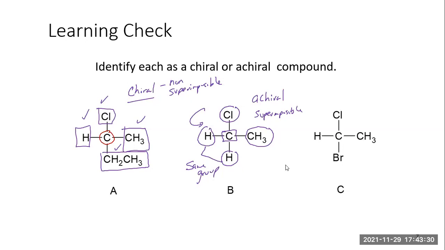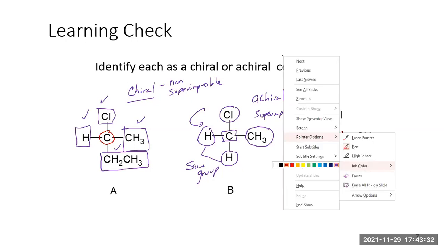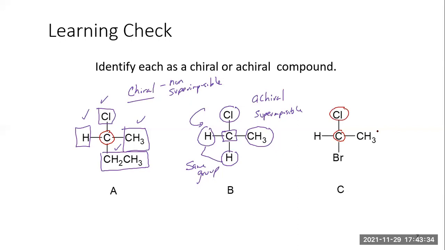Lastly, looking at this one, we're going to look at our carbon. We see a chlorine, which is different than a methyl, and the methyl and chlorine are different than a bromine, and the chlorine, methyl, and bromine are all different than a hydrogen. So again, in this case, we have 4 different groups attached. That's going to tell us this is chiral, and again, it has a non-superimposable mirror image. Any questions on any of those 3?